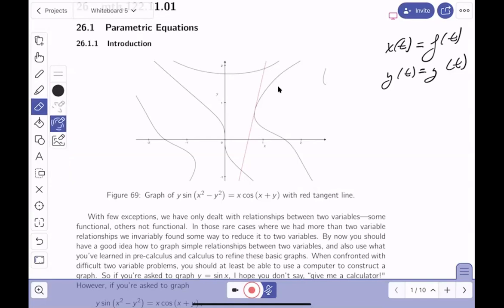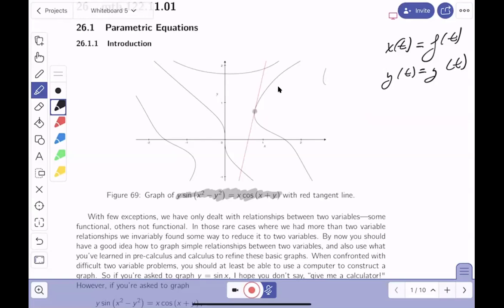And I'm looking at this one, which is not written as a parametric problem. It's not written as X is a function of T or Y is a function of T. It's just simply written down as a relationship between X and Y. By the way, clearly not a functional relationship. But if I were looking at this graph over here and someone said, hey, that's a graph of this relationship, and there's a red tangent line over there, I'm going to say, yeah, I can see that. I can see the red tangent line right over here.